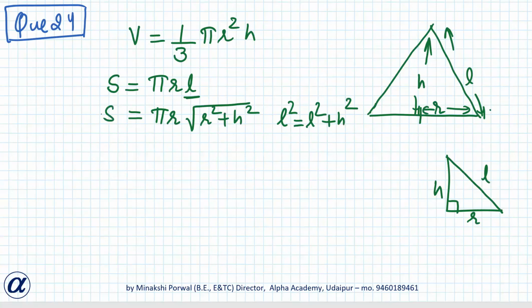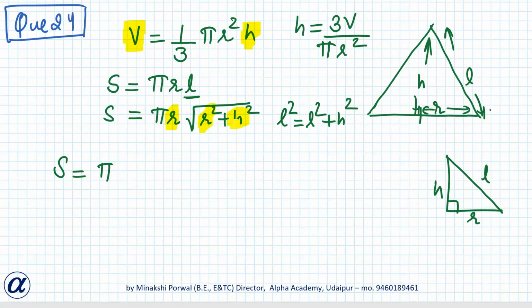Now volume is constant. So we'll find the value of h from here and write in terms of volume. So h can be written as 3V upon pi r square. So S can be written as, because S actually has two variables, r and h, we have to minimize this curved surface area. So as there are two variables, we'll first of all convert it into a single variable. So we'll replace h by this thing.